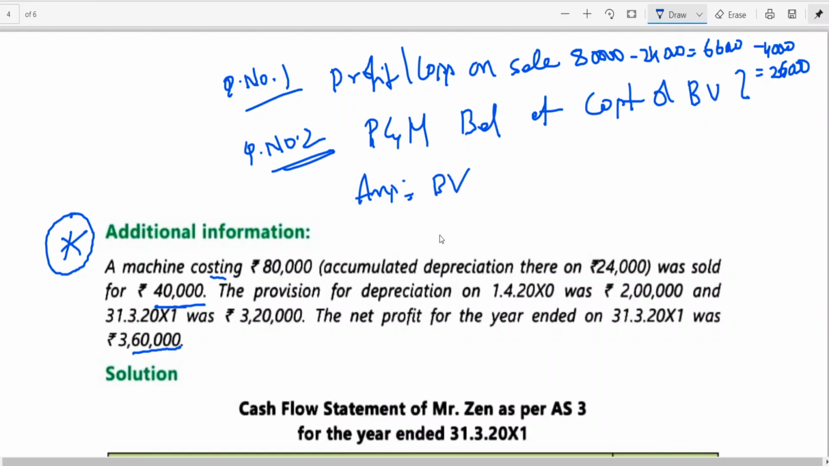Machine costing 80,000. Accumulated depreciation is 24. So 80 minus 24,000, it is going to get 56. Sorry, 56,000 is the book value on the date of sale. 56,000 minus 40,000. You are getting a loss of how much? 16,000. This loss they might have adjusted to profit and loss account under indirect method. This will be worked out in the working notes. So I think the first question is simple, you can answer.